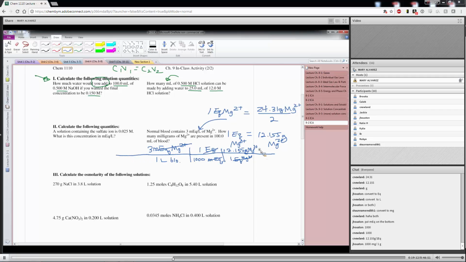1,000 milligrams in a gram, and I have to do that because I asked for milligrams. So, excellent. That's going to give me milligrams. But there's still one thing not canceled out. I've brought this down to the number of milligrams of magnesium in a liter of blood. But I want to know how many milligrams are in 100 milliliters of blood.